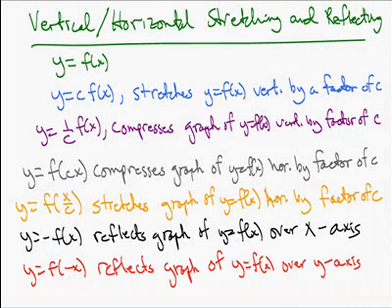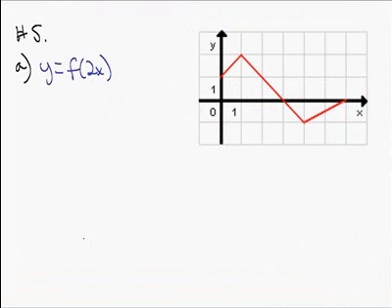Let's look at an example. Let's take a look at number 5 out of your book. If you look in your book on number 5, you see this graph here, and then there's 4 shifts that we want to do, 4 graphs we want to make. The first one is f of 2x.